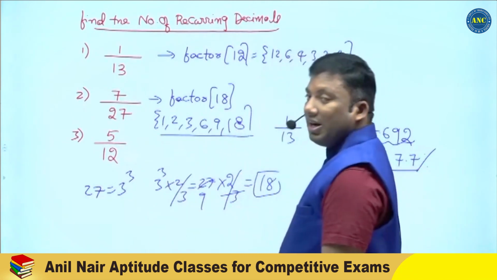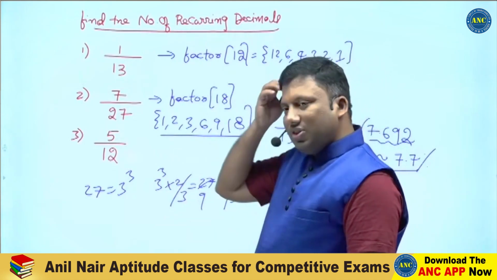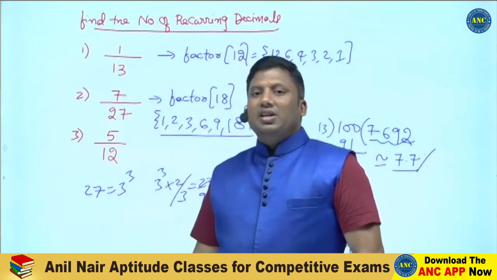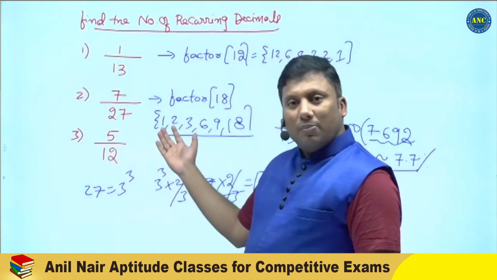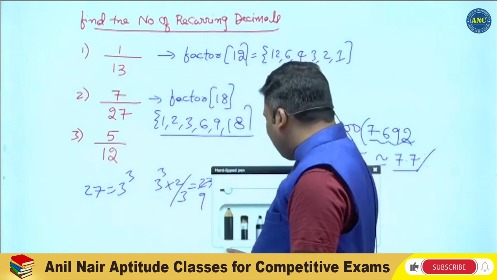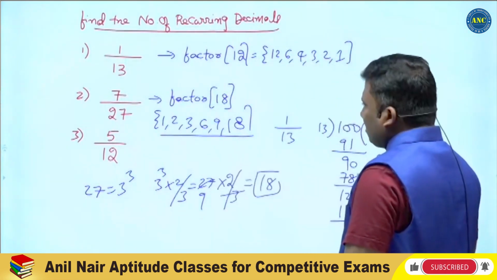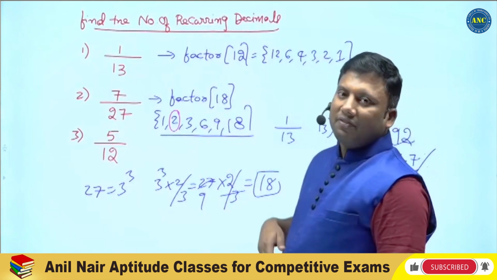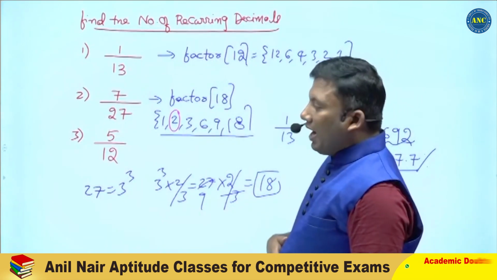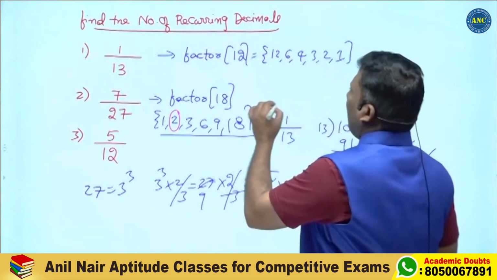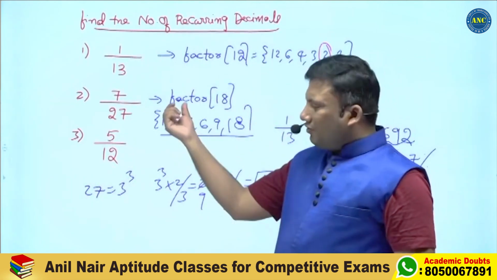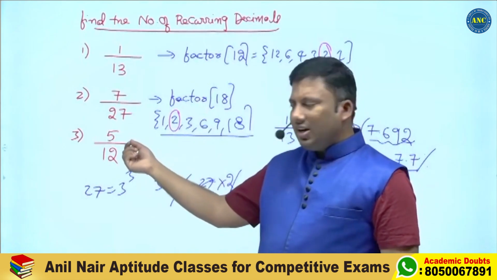Either 2 digits can be repeated in the answer, or 3 digits, or 6 digits. Multiple answers we are getting. I will tell you why it is 2. Just park it for some time. So, one answer will be 2 digits. Here the answer will also be 2 digits. I'll just tell you the answer in the next slide.